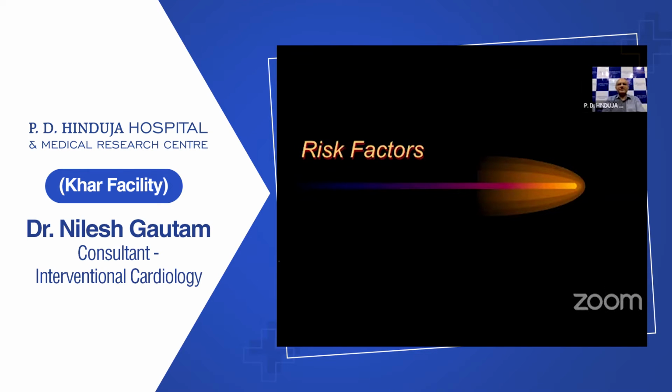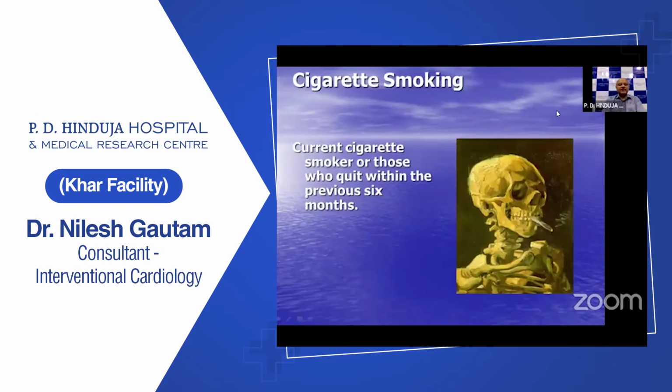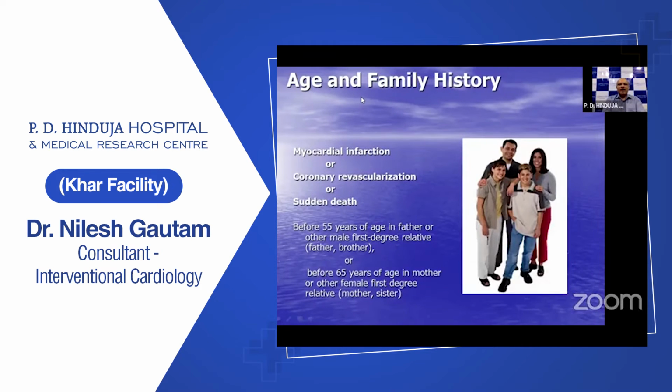What are the risk factors which we talk about? Age, with a strong family history, as I would like to call it. Before the age of 55, if the male, father or elder brother, has had a heart problem, or before the age of 65, if the female first degree relative, the mother or the sister, has had a heart problem, then you are at a high risk for having a heart problem because you have a strong family history. The next slide, please.